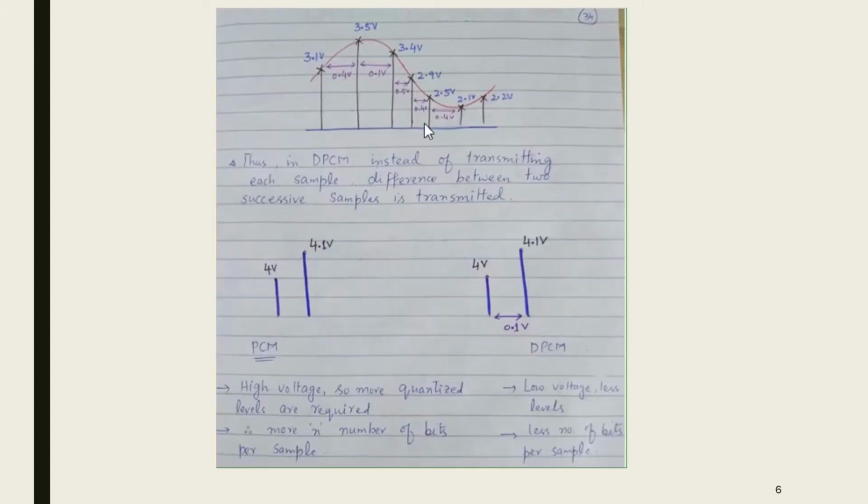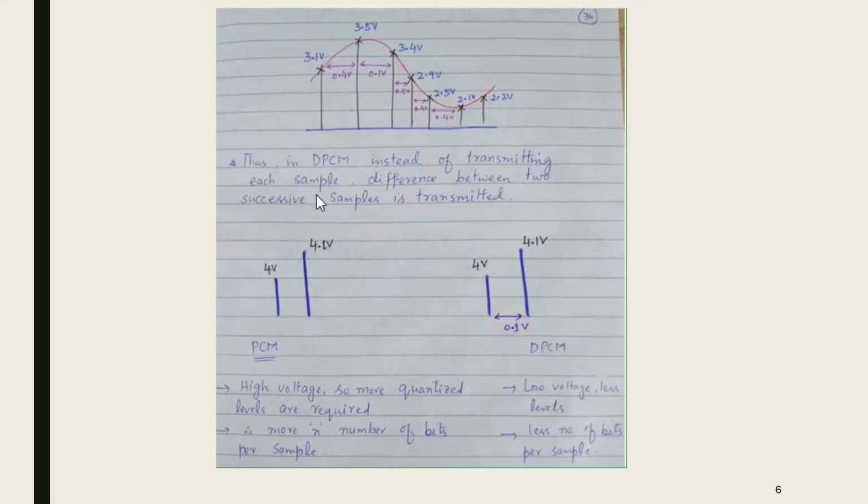The difference between the working of PCM and DPCM can be understood from this example. Suppose we have a signal which has samples like 3.1 volt, 3.5 volt, 3.4, 2.9, 2.5, 2.1 and 2.2. So these are different samples of a sinusoidal signal. Now in the case of PCM, we have to quantize these samples, and then different binary codes are assigned to each sample, and all of these samples will be transmitted. It means the binary code which is assigned to each sample will be transmitted.